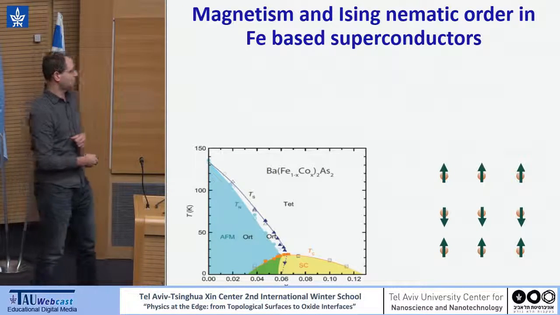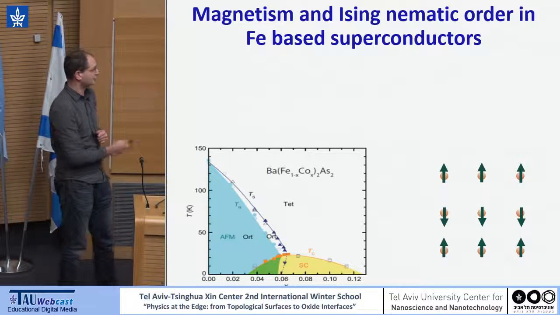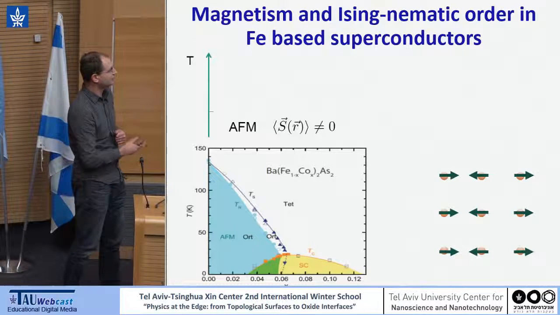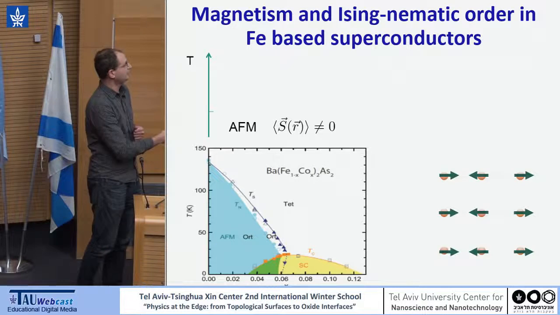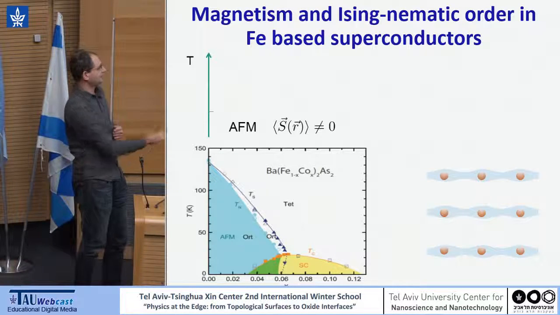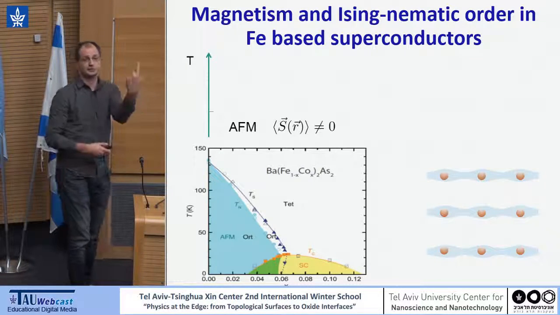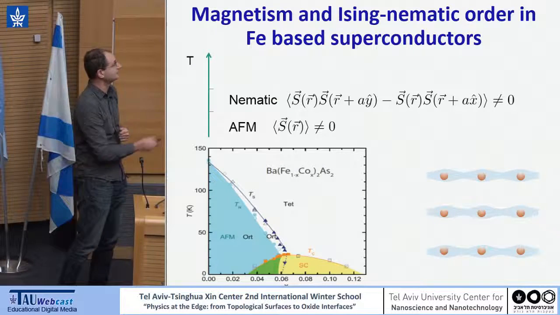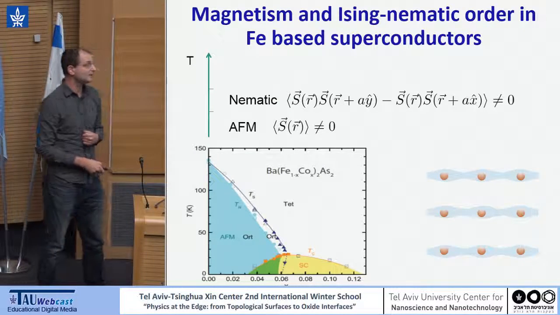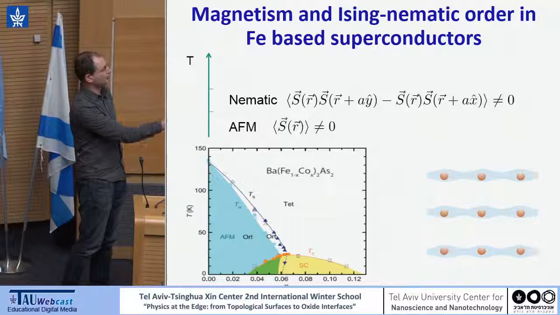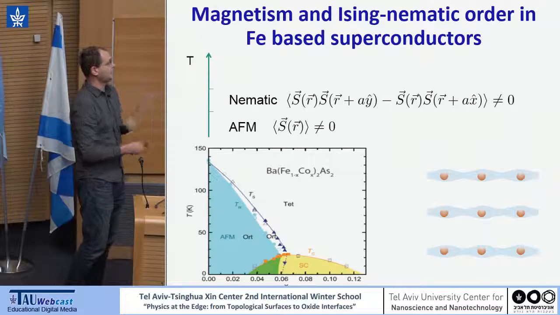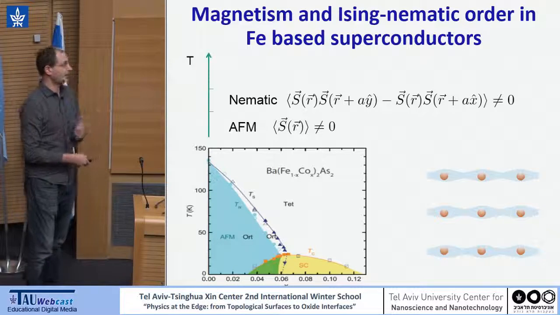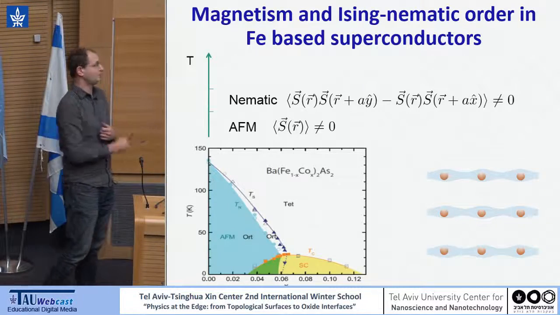Well, it turns out that this order can actually melt in two stages. So when you start raising temperature, if at low temperature, say, in this region, you have this state, and then you lose the magnetic order, the system can still remember the orientational order. For instance, if you look at the spin-spin correlations between neighbors, they would be different for a horizontal neighbor and a vertical neighbor. So you can still retain the Z2 symmetry breaking even though the magnetic order is gone.